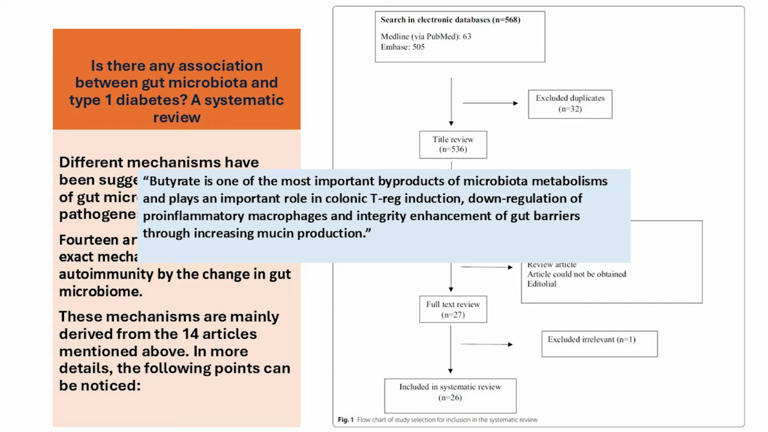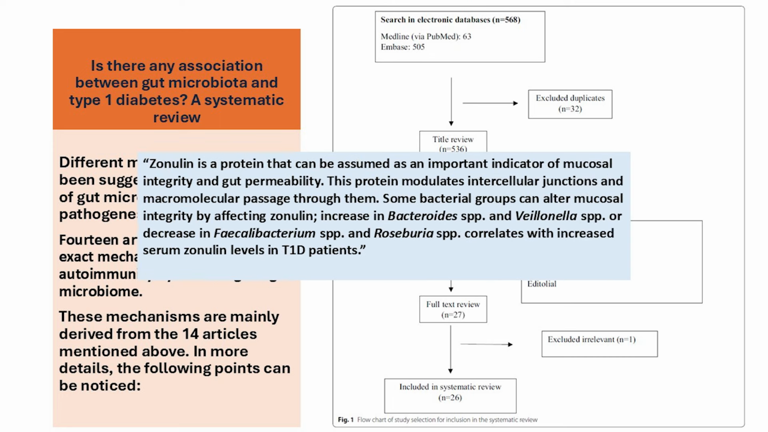Butyrate is one of the most important byproducts of microbiota metabolism and plays an important role in colonic Treg induction, down-regulation of pro-inflammatory macrophages, and integrity enhancement of gut barriers through increasing mucin production. Zonulin is a protein that can be assumed as an important indicator of mucosal integrity and gut permeability. This protein modulates intercellular junctions and macromolecular passage through them.